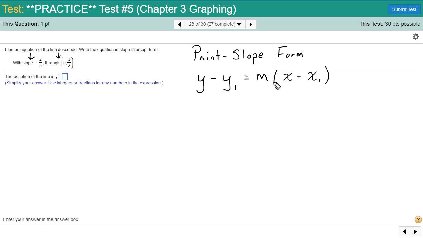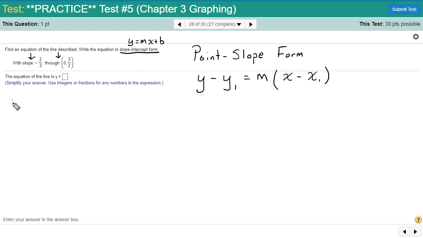So now that we know what we're doing, we're coming up with the equation of a line, and let's not forget our final answer we have to write in slope-intercept form. So our final answer has to be in y equals mx plus b, but we'll look at that as we get to the end. So again, let's identify what key pieces of information we've been given.